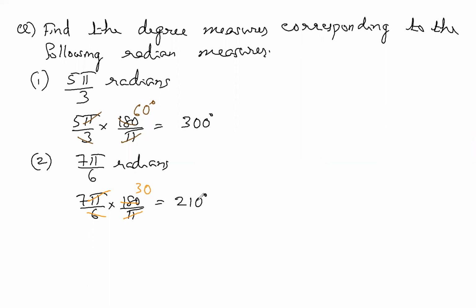2 pi by 15 radian. It is a direct question once again. Today I'm not going to explain the complicated questions of radian to degree, only direct questions, and next class we will be doing the complicated questions of radian to degree. This is 2 pi by 15 radians, a direct question again.